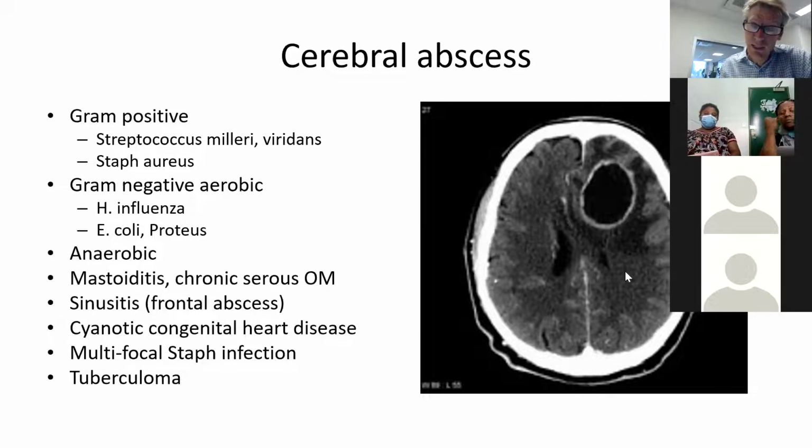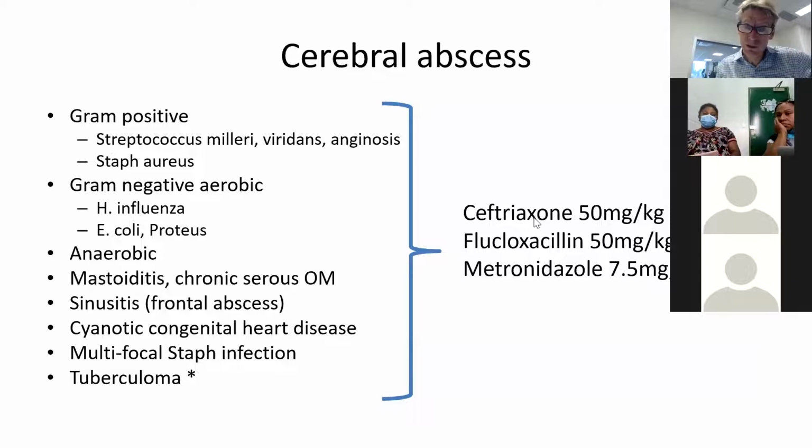And if you can, then do a CT scan, because that's what it looks like. You can see a ring enhancing lesion. This is a cerebral abscess here, okay? I'll show you some more cerebral abscess in a while. But just remember, most children with meningitis, all they need is ceftriaxone. But if you think a child might have a cerebral abscess, then adding flucloxacillin and metronidazole is a good thing too, okay?